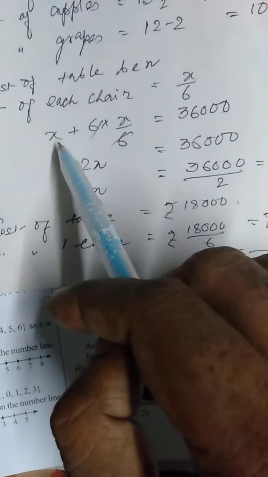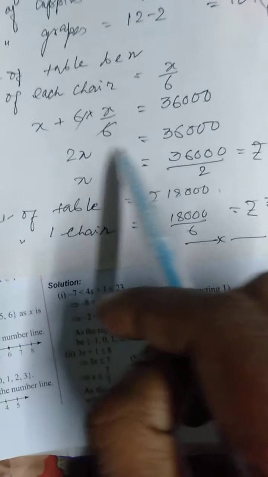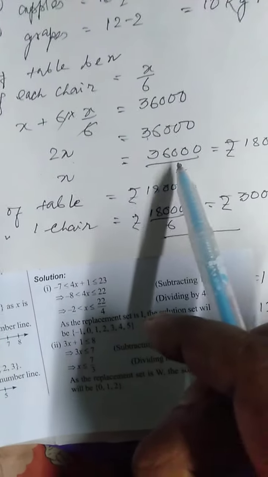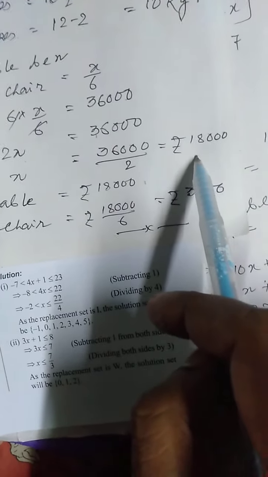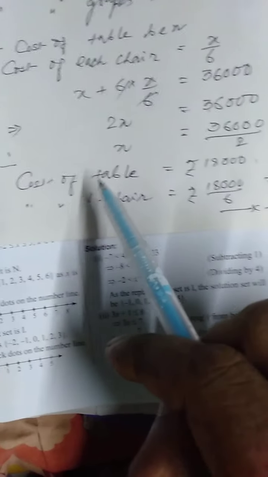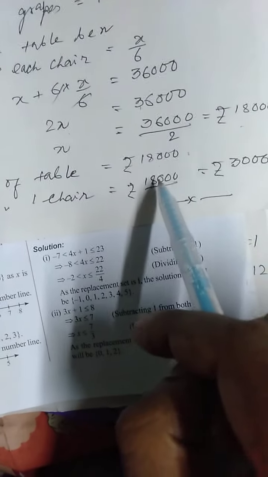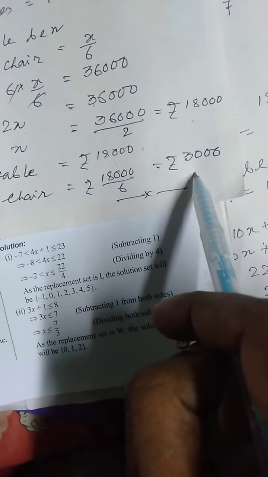So from here we get a simple equation: x plus x, that is 2x, equal to 36,000. So x will be 36,000 by 2, that is rupees 18,000. So the cost of the table is 18,000, and the cost of one chair is 18,000 by 6, that is rupees 3,000.